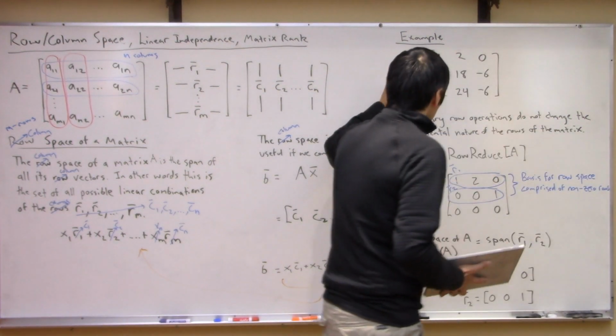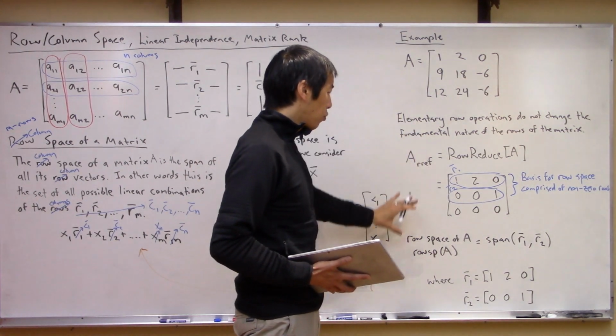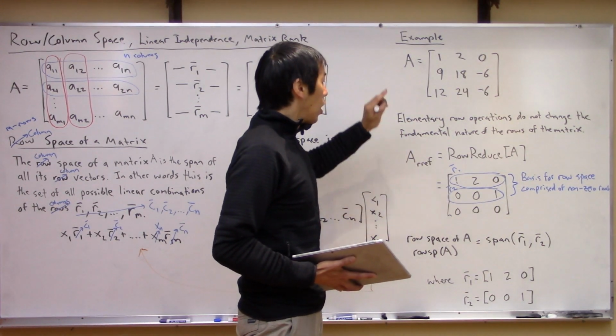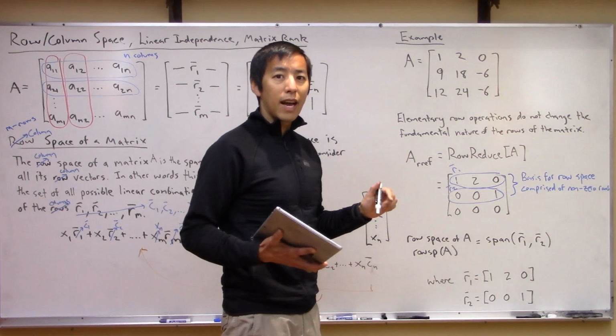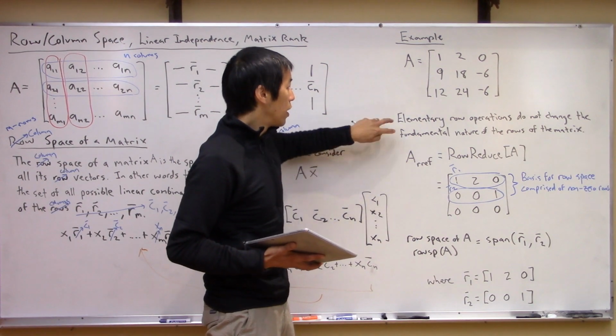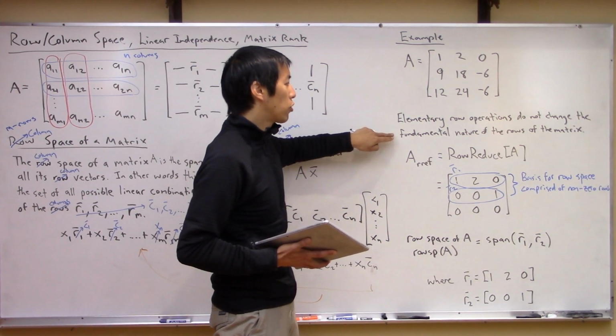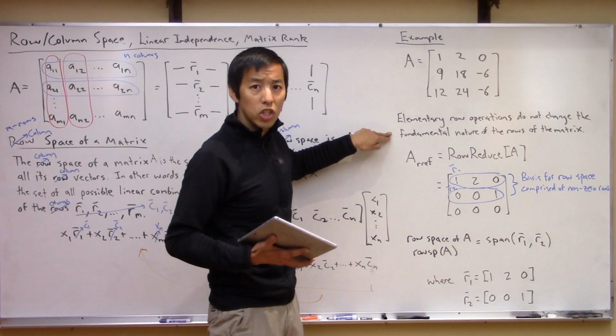So again, let's look at the same example we had earlier. This is our discussion on the row space. The only difference now is that the column space of a matrix does change under elementary row operations. So this statement is still true because it says the elementary row operations do not change the fundamental nature of the rows of the matrix, but it does change the column space.